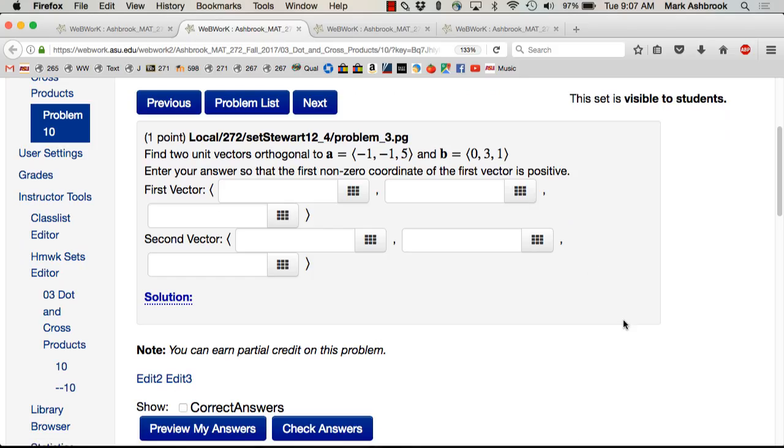Find two unit vectors orthogonal to A and B. So you've got two vectors. So how about just one vector that's orthogonal to those? And then we can talk about two unit vectors later. So how about if you've got two vectors, we need to find a vector that's orthogonal to both of those.